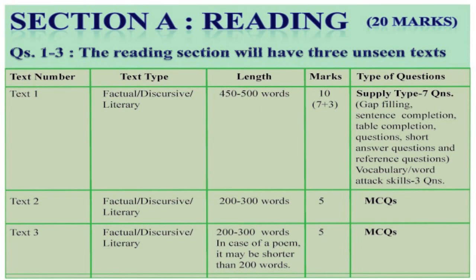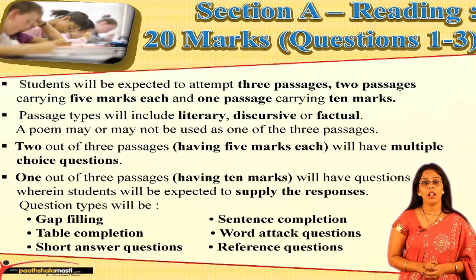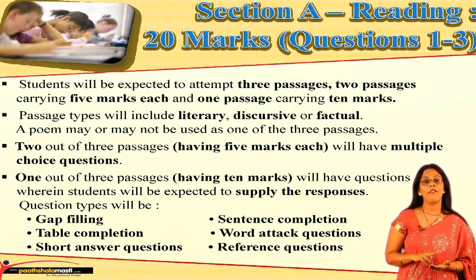Text 2, factual, discursive, literary. Length will be 200 to 300 words. Marks, 5 marks. It will be MCQ type questions, that is multiple choice questions. Now let's talk about factual, discursive and literary once again. Word length will be 200 to 300 words. In case of a poem, it may be shorter than 200 words. Marks, again 5 marks, again MCQ based questions. Section A, reading, it is of 20 marks. Student will be expected to attempt 3 passages, 2 passages carrying 5 marks each and 1 passage carrying 10 marks.